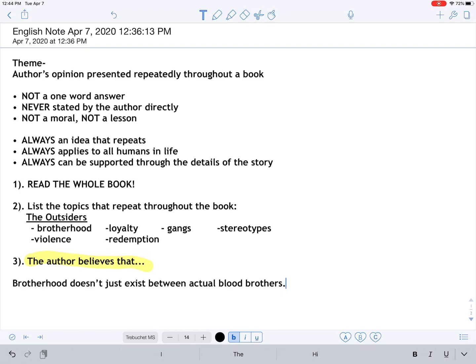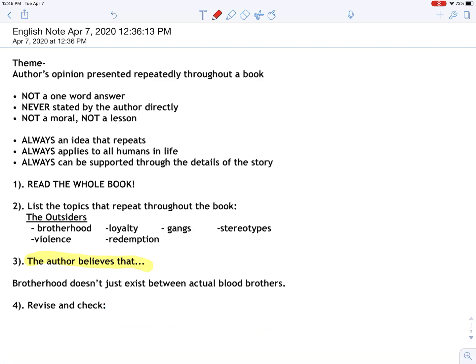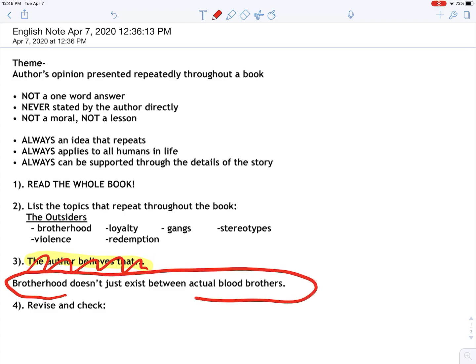Now, that is a complete thought. We know that the idea of brothers pops up multiple times in the story. So this could be a good theme. In order to make sure it's good, we have to revise and check. When we revise, what we're doing is we're simply getting rid of the author believes and focusing on this part. That would be our theme statement.